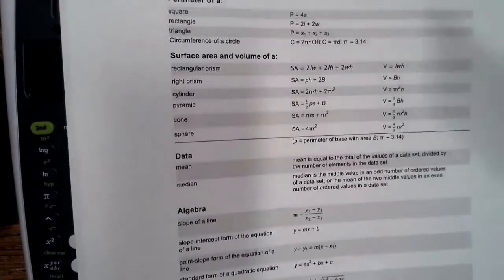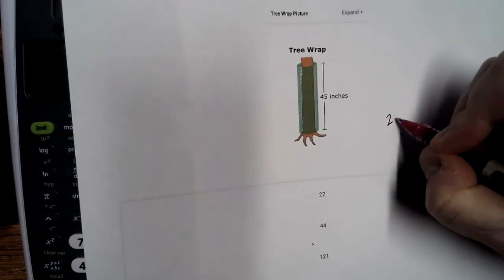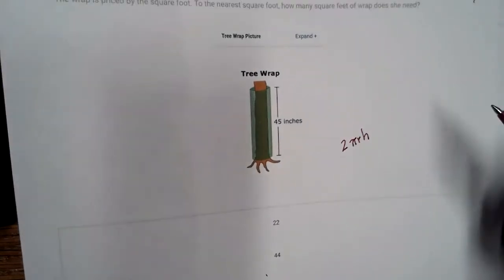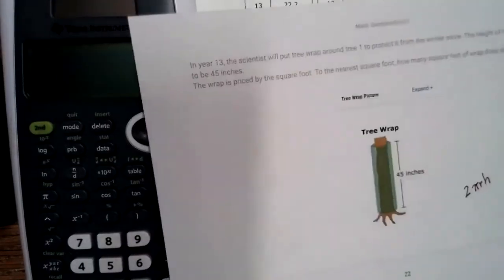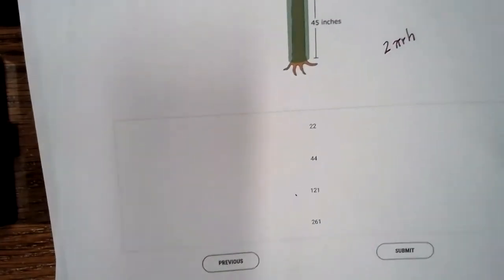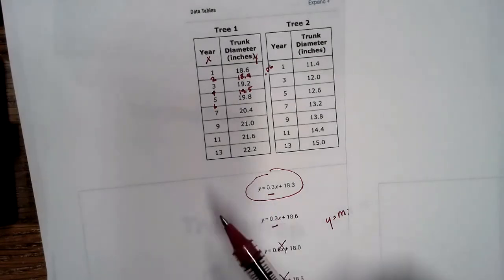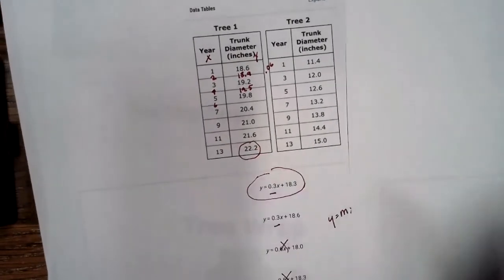So we're going to go to cylinder, and we're just going to use 2 times pi times radius times height. And I'll write that down. 2 times pi times radius times height. Now, they give us enough information to figure this out. And this is the other thing: on this particular one, you have to bounce back and look at the table from the other part of the problem. I don't know why they didn't put it on this page, but they didn't. The first thing you need to know is, at year 13, what was the diameter of the tree? At year 13, it was 22.2.